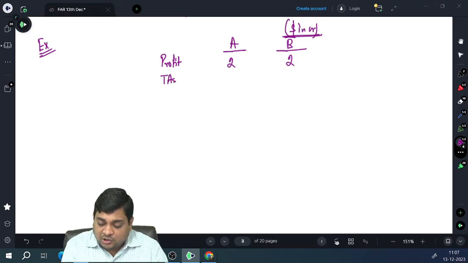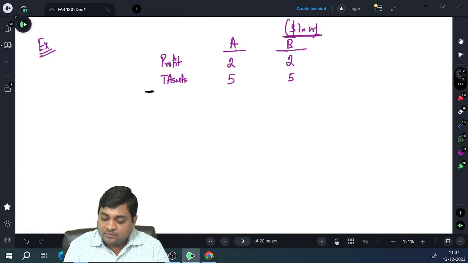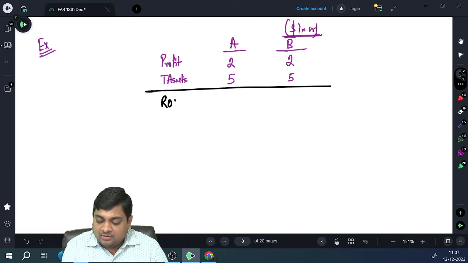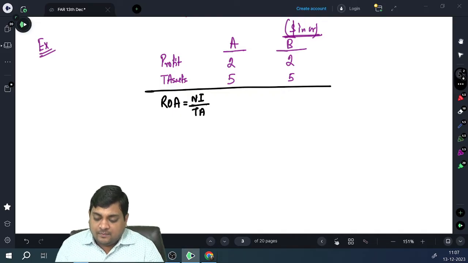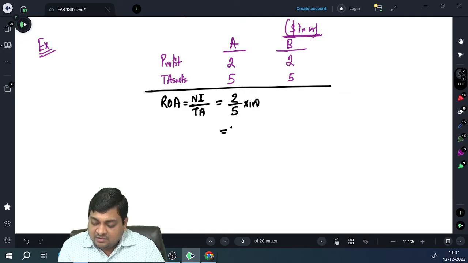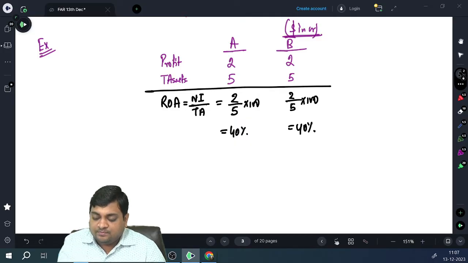Now, in fact, the total assets deployed by them is also same. Now if someone asks me what is return on asset, I'll be telling them net income by total asset. If I don't have average, then I use the closing one, right? So this is 2 by 5 into 100, that comes to 40. Here it is 2 by 5 into 100, that comes to 40.